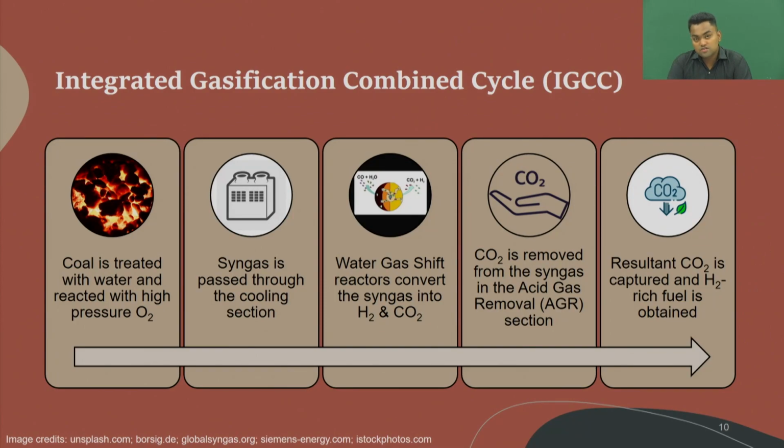In this method, the coal is first treated with oxygen under high pressure. It is done by creating a slurry after mixing it with water. This is then passed through the cooling section, and the water gas shift reactors convert the coal into hydrogen and carbon dioxide. This carbon dioxide is then removed and liquefied under high pressure and stored, and the fuel that is produced is called black or brown hydrogen, which is a cleaner alternative to normal pulverized coal power plants.